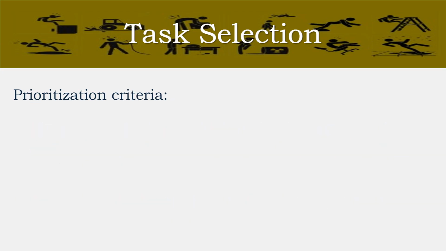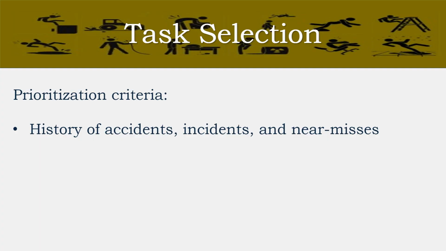With limited resources, an organization must prioritize which tasks or sites to analyze first. The prioritization criteria for a job hazard analysis include history of accidents, incidents, and near misses. An incident is any event that disrupts work or causes damage, while a near miss is a type of incident that had the potential to cause harm or damage but did not, sometimes called a close call or narrow escape. Accidents are a subset of incidents that result in actual harm, injury, illness, or significant property damage. Reporting near misses is crucial for identifying and correcting potential hazards before they lead to serious accidents, fostering a proactive safety culture.